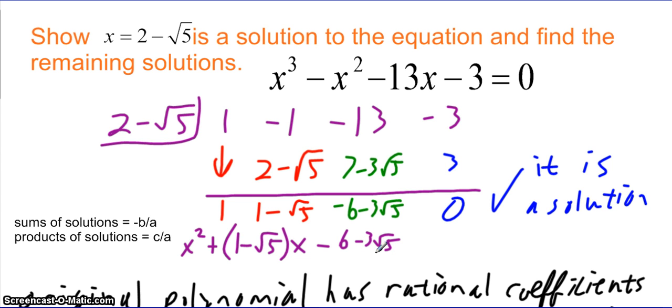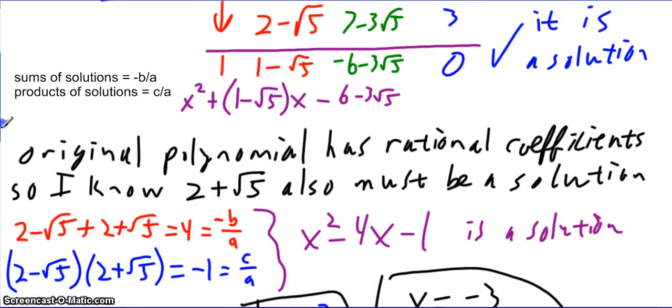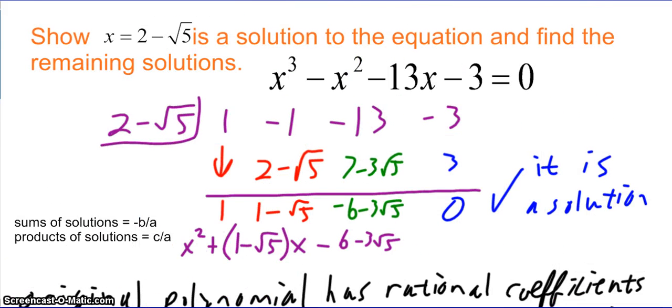So now I'm going to go with the understanding that the original polynomial has rational coefficients, so I know for a fact that 2 plus root 5 also must be a solution. Remember, whenever we end up with irrational solutions, for example 2 minus root 5, I know that if the original polynomial has rational coefficients, the conjugate of this solution has to also be a solution.